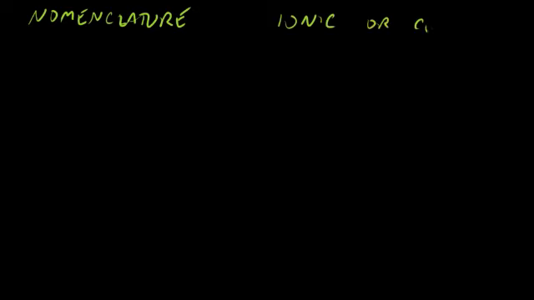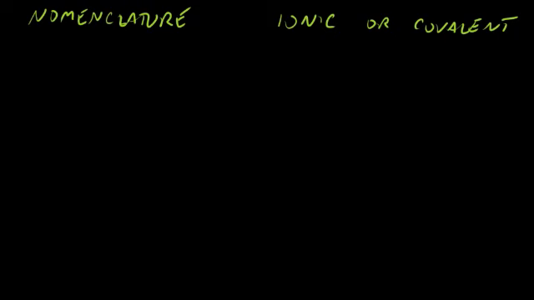Hello again. In this video, we're going to talk about nomenclature. Okay, what does that mean? That means how to name all of these compounds. Nomenclature. All right, nomenclature. So, first we need to figure out, is it ionic or is it covalent? Remember, each of these have different rules associated to them.